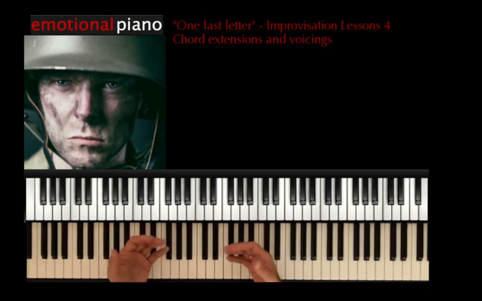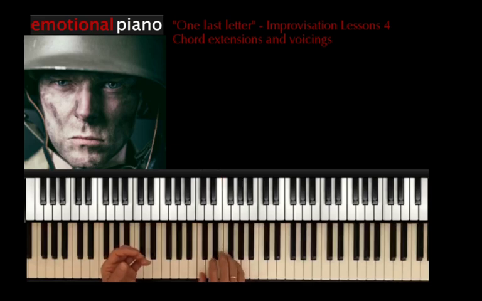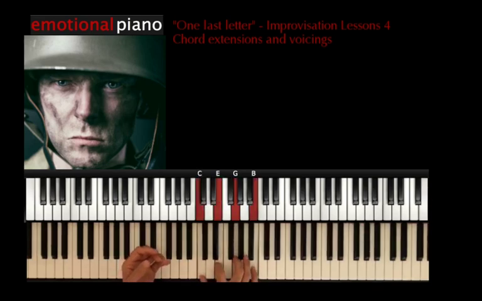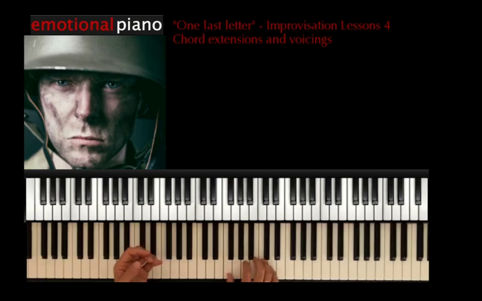Let's start with the basic triad. We'll take C major. This is C, E and G. It's simple and clean. But now watch what happens when we add some extensions. Let us add the number 7. 1, 2, 3, 4, 5, 6, 7. This is the sound. Let's go to F major and add the 7.